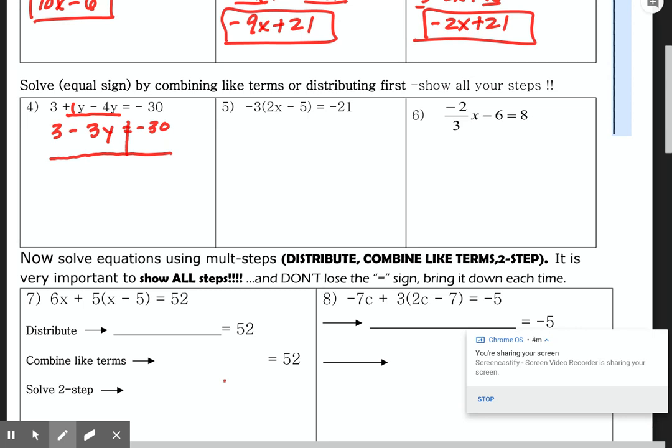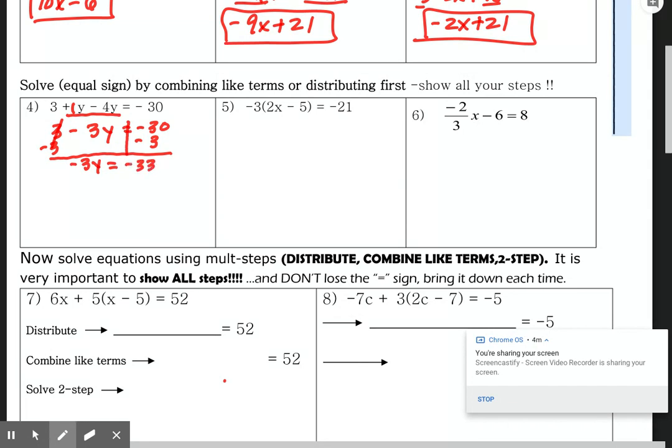Well, my -30 is a constant. So I need to move my constants together. So I'm going to get rid of this 3. So the inverse of a positive 3 would be a -3. Whatever I do to one side, I also do to the other. That cancels out. Please make sure you bring down that negative with the 3y. And then here we have same signs, add and keep.